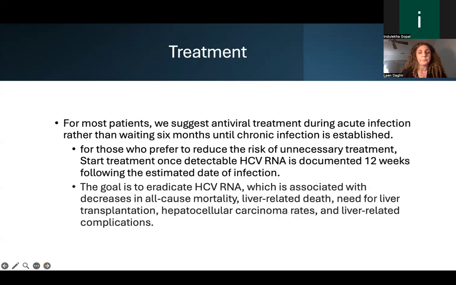For most patients, we suggest antiviral treatment during acute infection rather than waiting 6 months until chronic infection is established. For those who prefer to reduce the risk of unnecessary treatment, start treatment once detectable hepatitis C RNA is documented 12 weeks following the estimated date of infection. The goal is to eradicate hepatitis C RNA, which is associated with decreases in all-cause mortality, liver-related death, need for liver transplant, hepatocellular carcinoma rate, and liver-related complications.